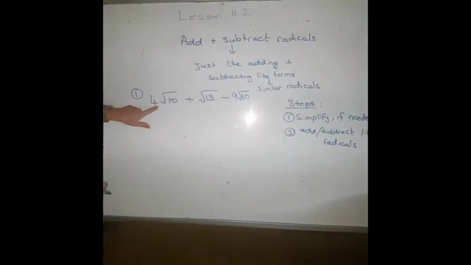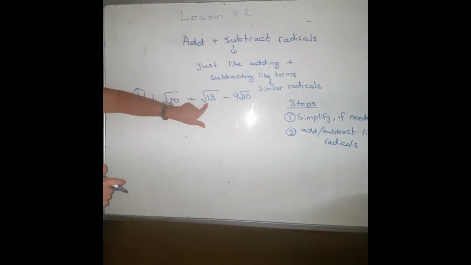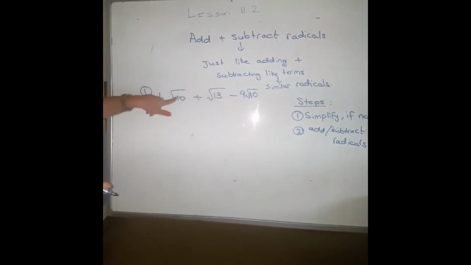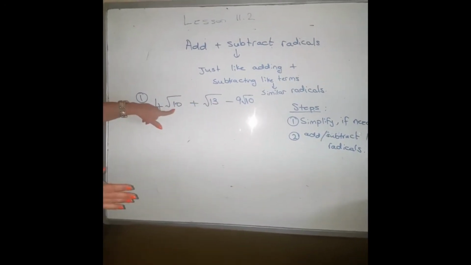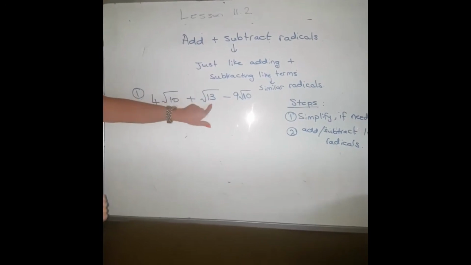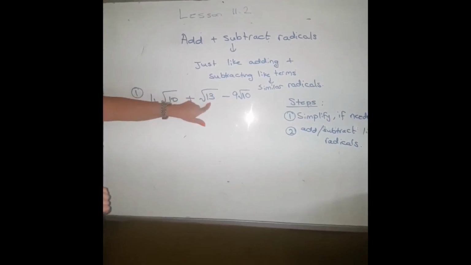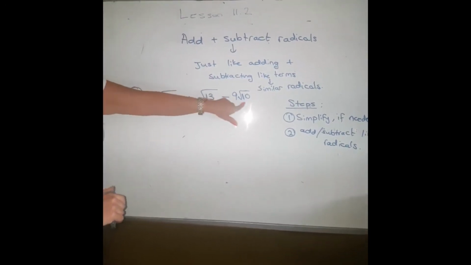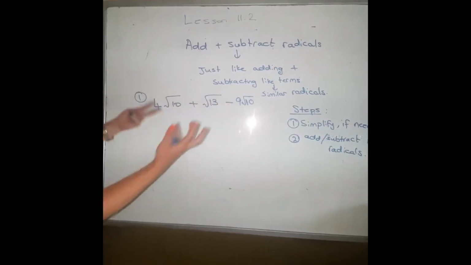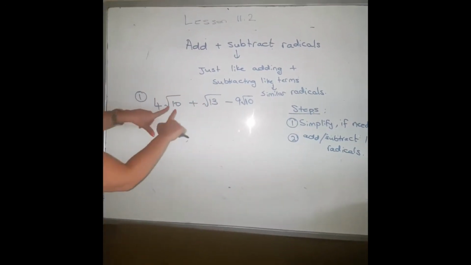The first example, 4 radical 10 plus radical 13 minus 9 radical 10. Can I simplify radical 10? It's 2 times 5. I can't. Can I simplify radical 13? It's 13 times 1. I can't. Can I simplify radical 10? Again, I can't. So I group my like radicals.